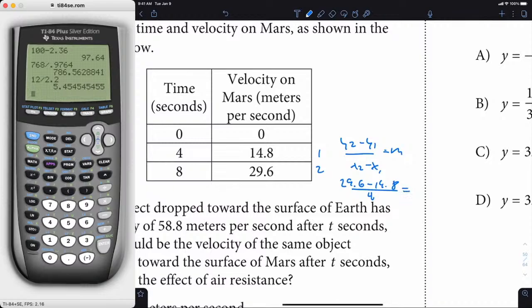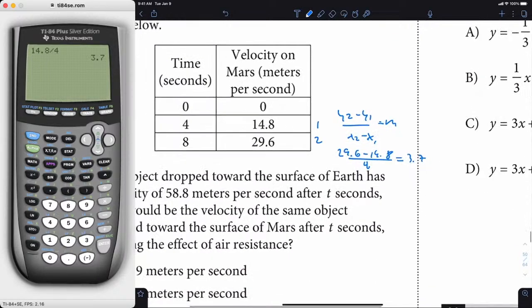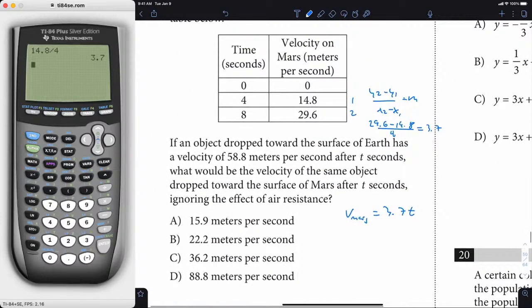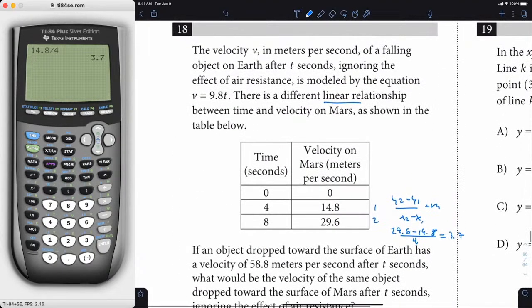Let's see what that is. 29.6 minus 14.8. And we're going to divide by... Oh, no. Oh, yeah, okay. Whew, I thought I just messed up. Divided by 4. So our slope is going to be 3.7. So their equation for Mars is going to be equal to 3.7t. Okay, so now we have our two equations. And they said if an object dropped toward the surface of the Earth has a velocity of 58.8. So let's plug that in for a velocity on Earth.